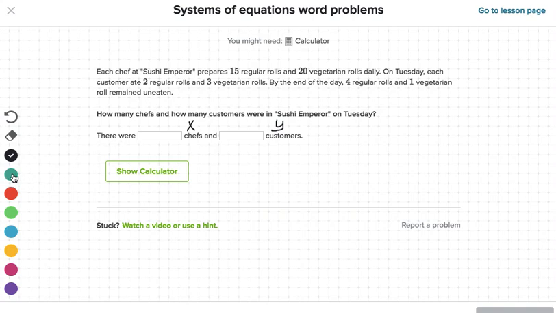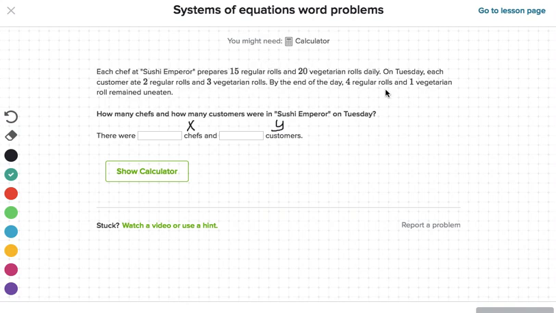Okay, so let's read the problem right here. Each chef, so each x, at Sushi Emperor, each chef prepares 15 regular rolls and 20 vegetarian rolls daily. Okay, so there's two different things going on here for the chef. On Tuesday, each customer ate 2 regular rolls and 3 vegetarian rolls. So again, two different things going on for the customer. By the end of the day, we've got 4 regular rolls and 1 vegetarian roll uneaten.